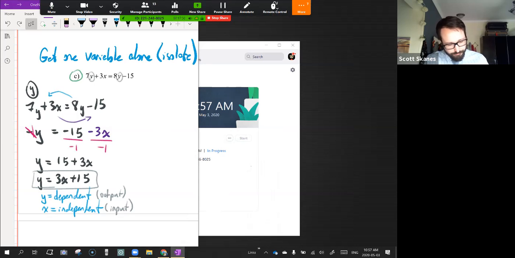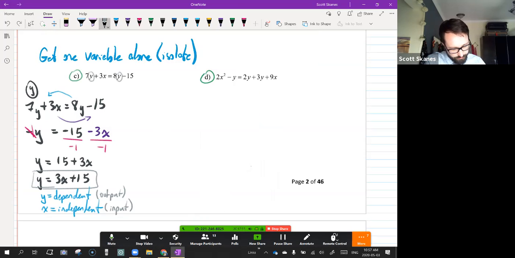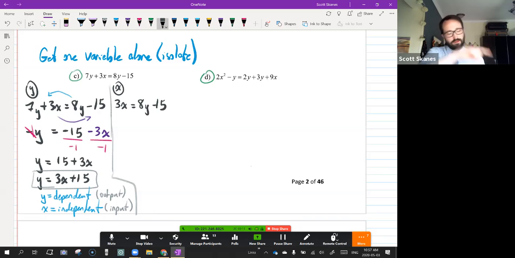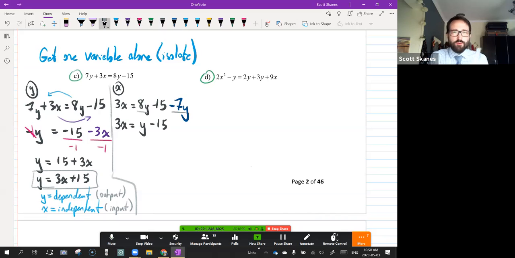So what about if we solve this for x? Remember, there's two possible ways we could do this. If we chose x, well, let's see, we want to solve it for x. That means we'd have 3x stays on the left, and then we'd have this on the right side. Bring it to the other side, so it'll be minus 7y. Okay, how are we going to get that for just x? Well, firstly, I'll make sure the right side looks nice. Y minus 15. We want x isolated.